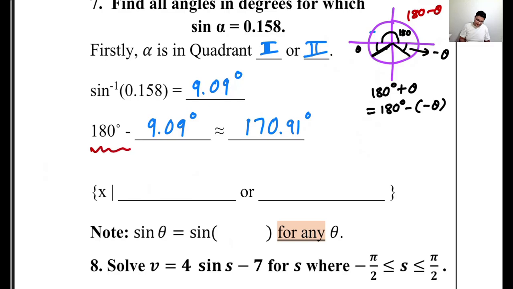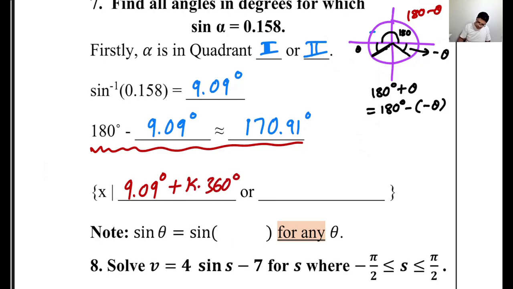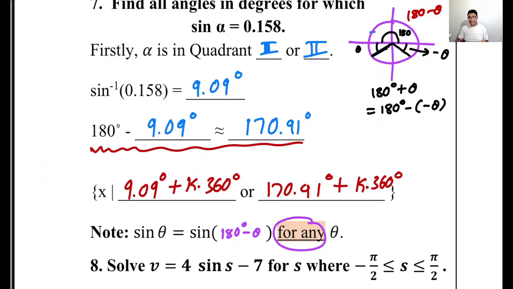Hence this calculation. So your general solution is 9.09 plus k times 360 degree or 170.91 plus k times 360 degree. Okay. So what I was talking about earlier is written as a note. Sine theta is equal to sine 180 degree minus theta for any theta. That's important. Positive or negative.